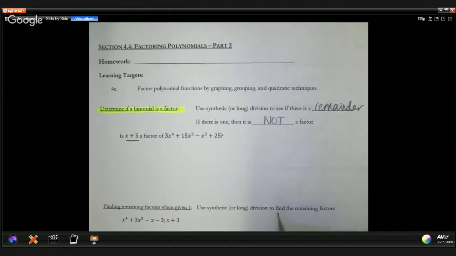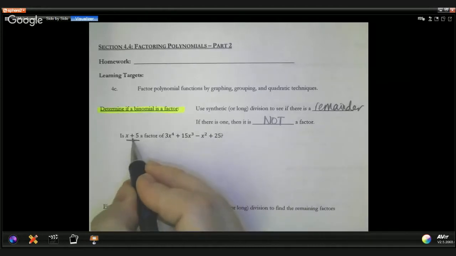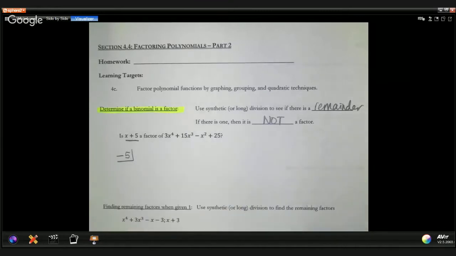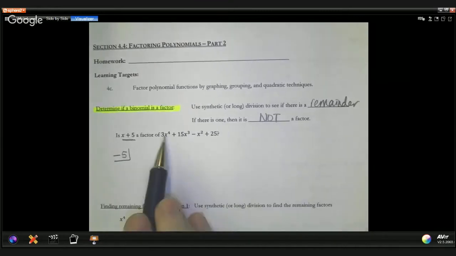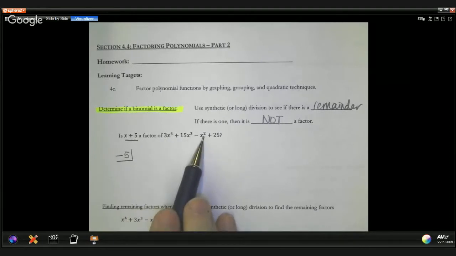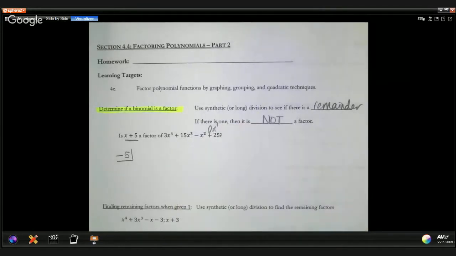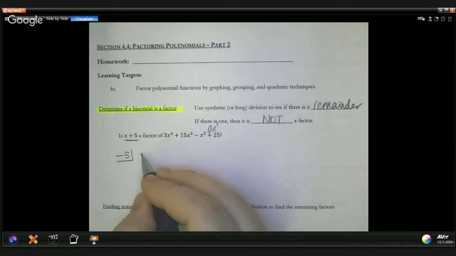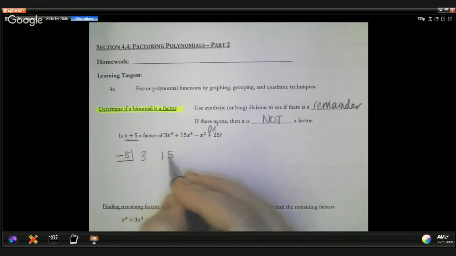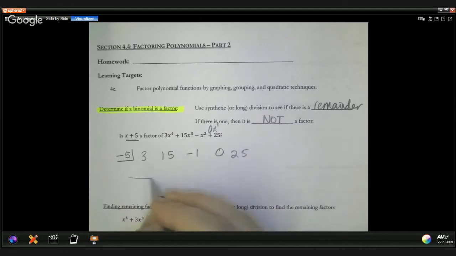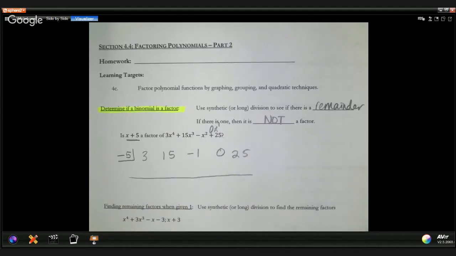So we're going to do synthetic division. Remember that it's always the opposite of this. So instead of positive 5, it's negative 5. The next thing I need to do is check my exponents. So it goes from 4 to 3 to 2 to none. I'm missing the 1 exponent, so I need to put a 0 there. Without the 0, it's going to give me a wrong answer. So now I write my coefficients: 3, 15, negative 1, 0, 25. Don't crowd. You've got plenty of space, so go ahead and use it.